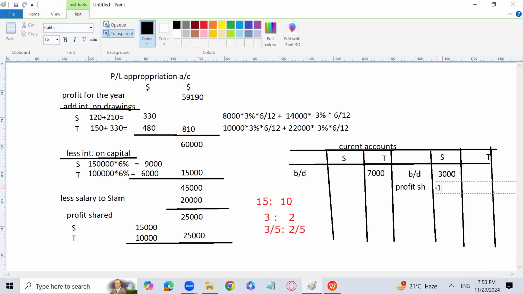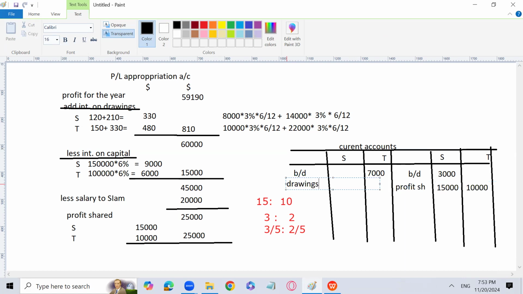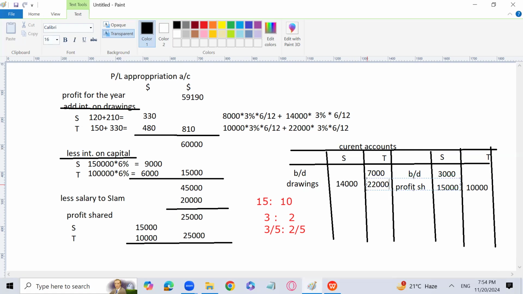So profit share for S is 15,000 and for T is 10,000. Okay. Now drawings, we used to subtract drawings from it. So it will come on the debit side. For S, the total drawings, I must say, are going to be 14,000, by totaling the two 6 months drawings, and 22,000 for T for both 6 months.